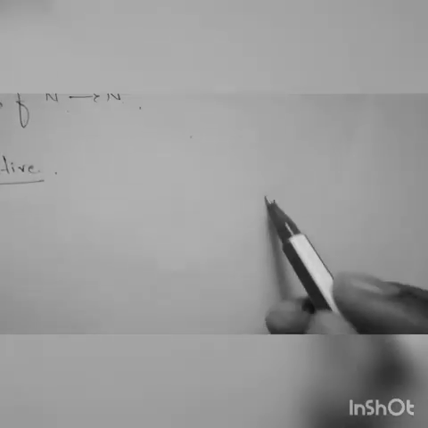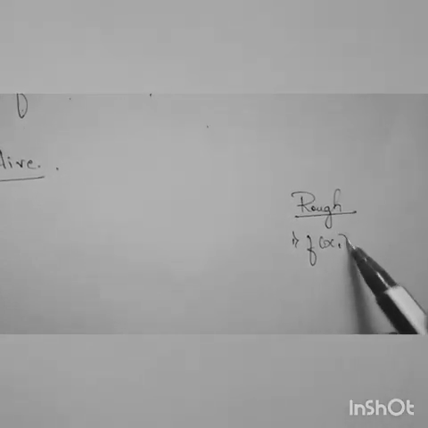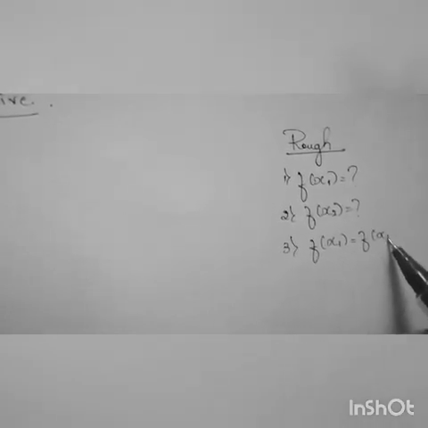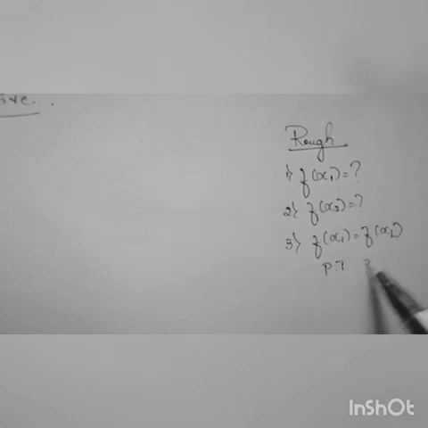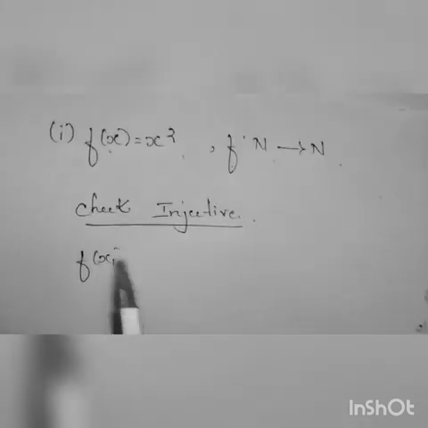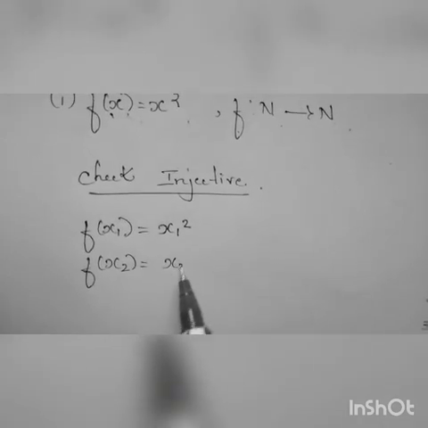To check injective, the rough work here is: first you need to check what is f of x1, and then what is f of x2, and then put them together, that is f of x1 is equal to f of x2. Then you need to prove that x1 is equal to x2. First thing is f of x1. What does f of x1 give us? You put x1 instead of x, that's it. So x1 square, and f of x2 is x2 square.